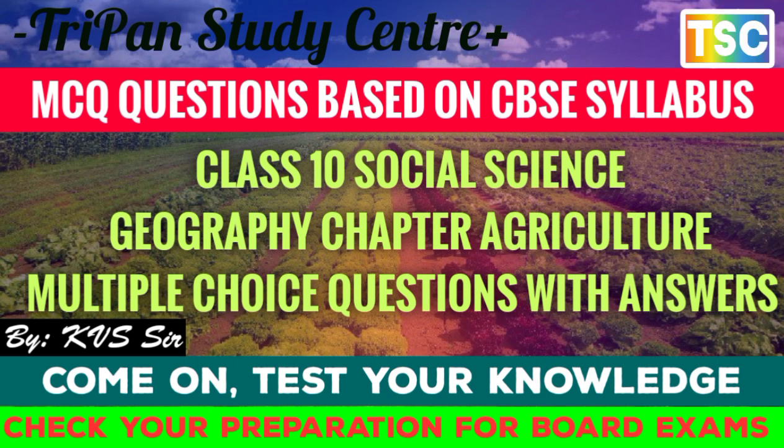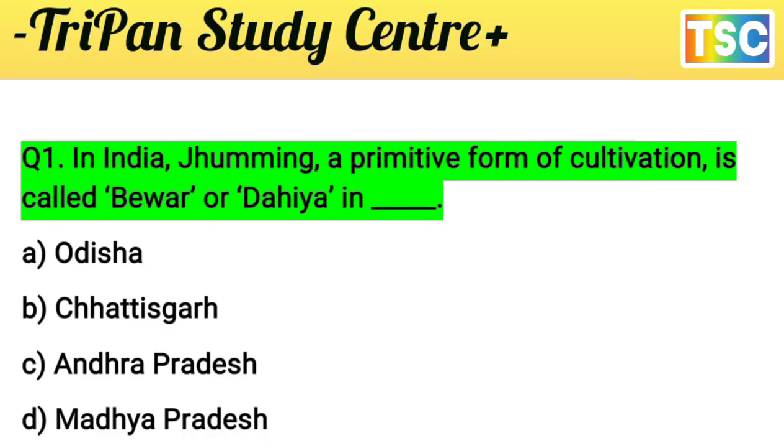Today Tripan Study Center presents MCQs. The MCQ is the most important for all competitive exams. But see the first question here. In India, zooming, a primitive form of cultivation, is called Weaver or Dahiya in which state? That's an important question.